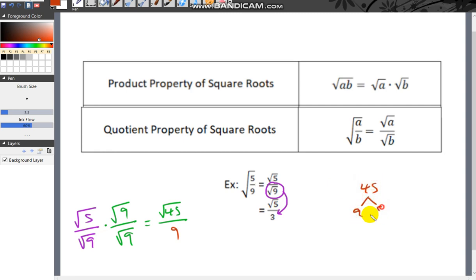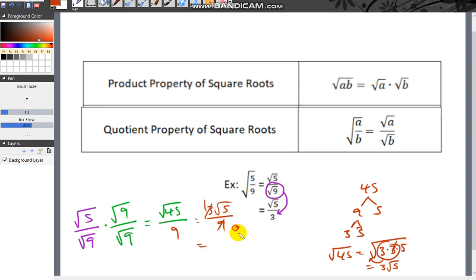45 breaks up into 9 and 5. 9 breaks up into 3 and 3. So the square root of 45 equals the square root of 3 times 3 times 5. So we have our partners in crime: one gets shot, one comes out. So 3 times the square root of 5, divided by 9. This cancels, we get 1/3. So we get the square root of 5 divided by 3, as you can see here. We got the same thing as what we got there.